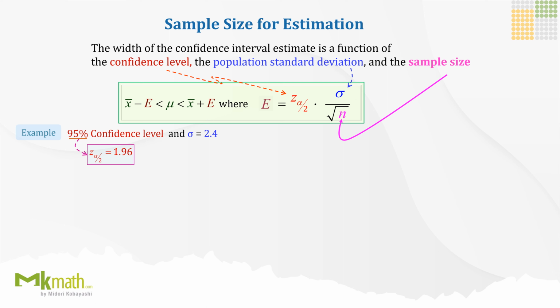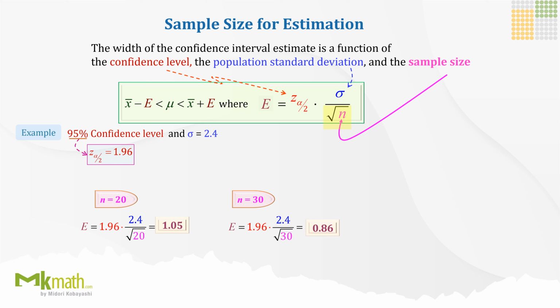If the sample size is 20, we substitute each function value into the formula to get the margin of error as 1.05. Then how about n equals 30? Change n position to 30 to get the margin of error 0.86. When we increase the value of n to 40, we get 0.74.